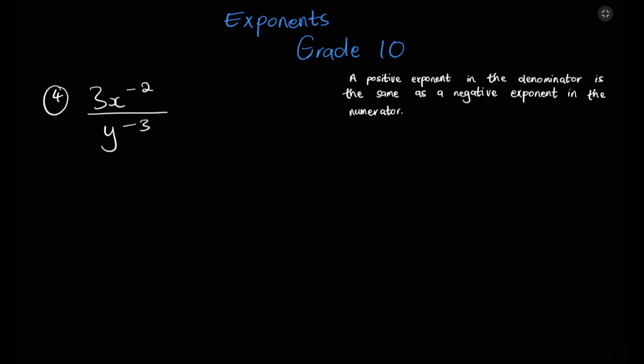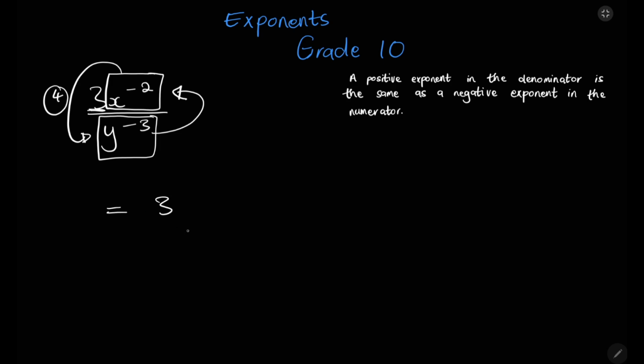Number 4, we have 3x to the power negative 2 over y to the power negative 3. How do we make our exponents positive? So we can take this x to the power negative 2 to the denominator and take this y to the power negative 3 to your numerator. So what do you have in the numerator? You have a 3. So you write down that 3. Now we want to take this y to the power negative 3 to the numerator so that it changes from negative to positive. So this will be y to the power 3 or y cubed over, in our denominator we'll have this x to the power negative 2. So this will be x to the power 2.